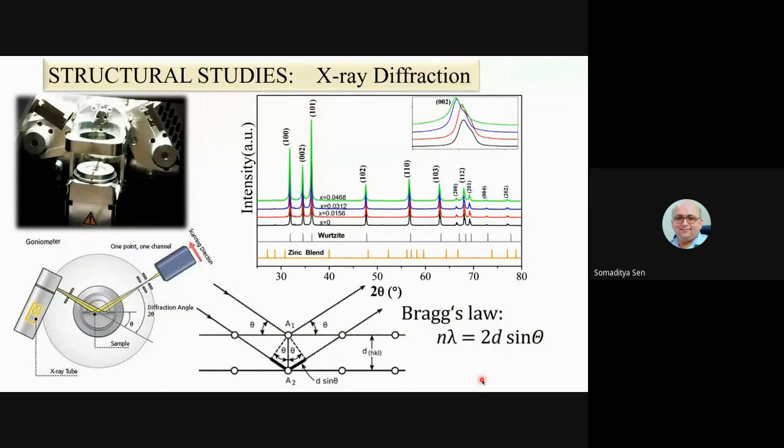Rietveld refinement is a way of fitting peaks of Gaussian or Lorentzian nature to the data. These peaks should follow Bragg's law, so everything is incorporated in it. We do a chi-square fitting and we get the desired structure. We can produce a theoretical XRD pattern which will fit this data.